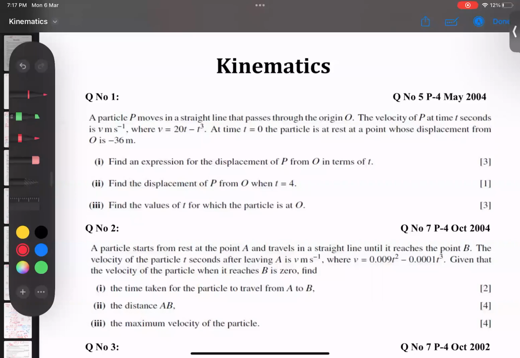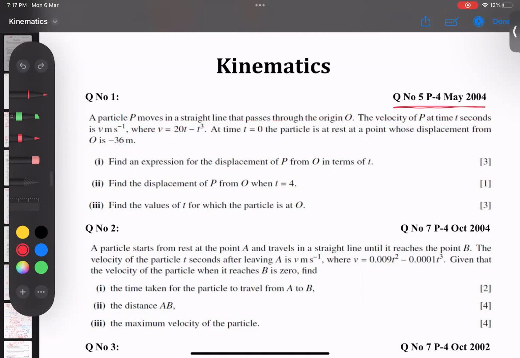The question of June 2004, question number 5, paper 4. P is moved in a straight line and passes through O. The velocity of P after time t seconds is given by this formula. He mentioned that at time t = 0, the particle is at rest, at the point where displacement is minus 36.